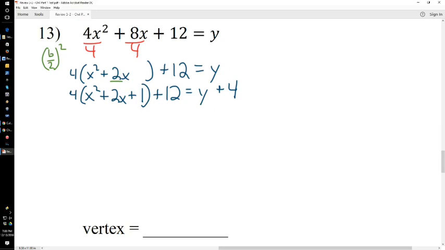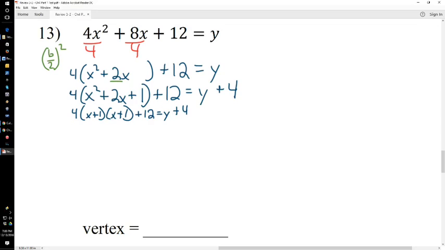All right? And then from here I factor it just like I did last time. Everything else is the same. I drag down my 4. Two things that multiply to 1 but add to 2 are x plus 1 and x plus 1, plus 12 equals y plus 4.